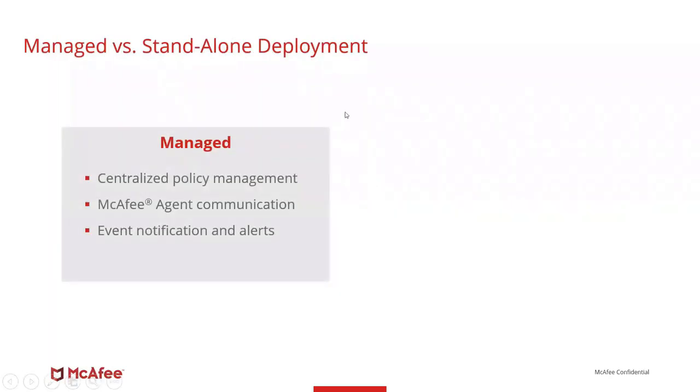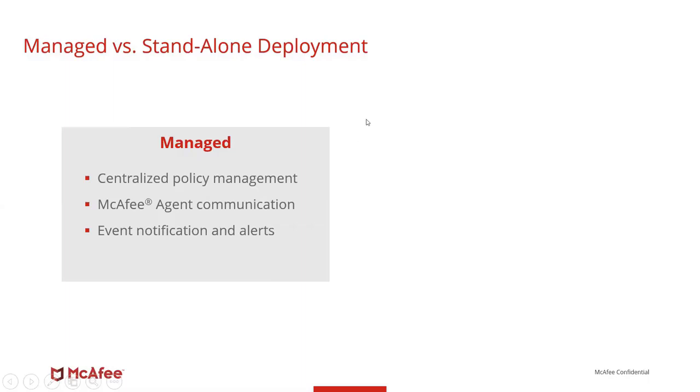So then we have two different real strategies for how you can deploy the product. We have seen customers go the managed or unmanaged route. Managed basically means you take advantage of EPO and you have a centralized management solution actually controlling your policy, agent communications, and event notifications and alerts. So this is a great way to just stay informed of what's happening on an endpoint.